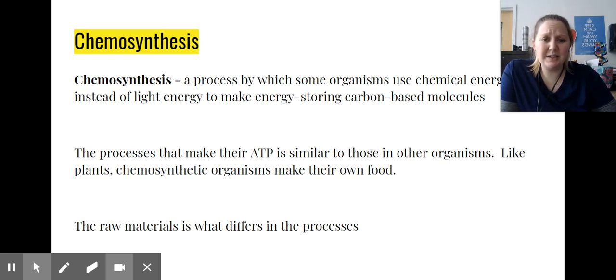It's very similar to the process that makes ATP for photosynthesis. However, the raw materials that are going into the system and into the products are a little bit different than that of photosynthesis. We're not going to talk a whole lot more about chemosynthesis. I'd just like to make you guys aware that this is an option for organisms that do not get any sunlight.